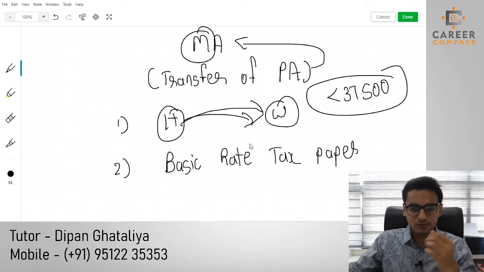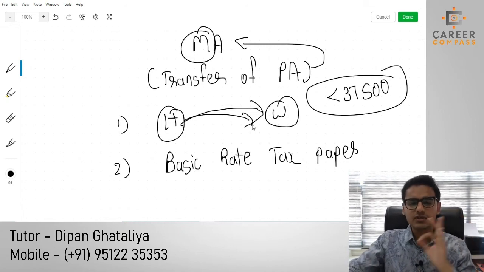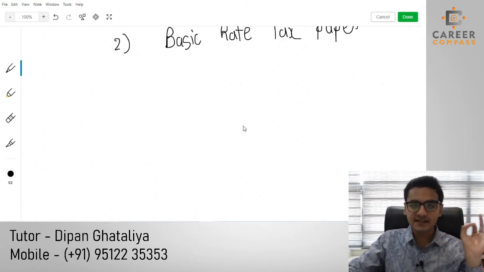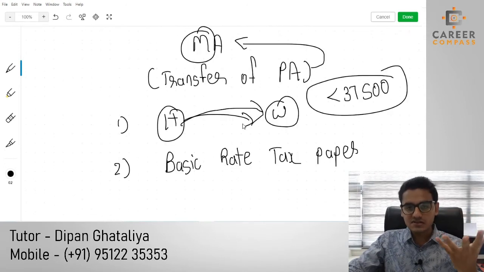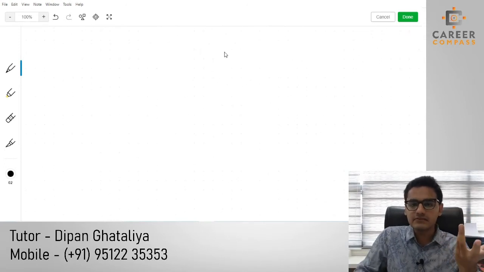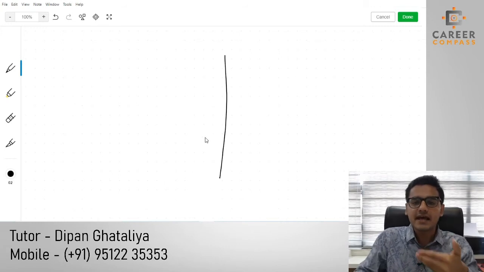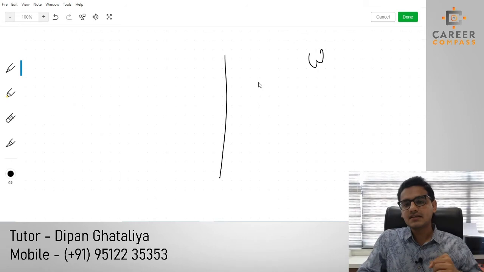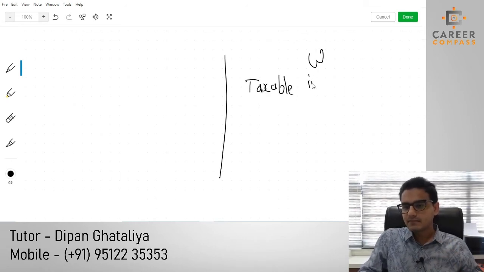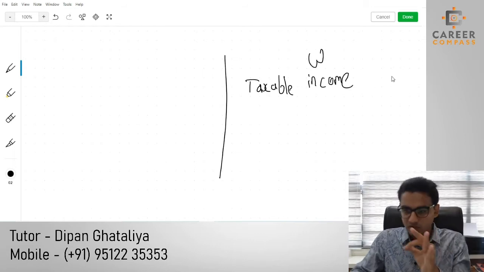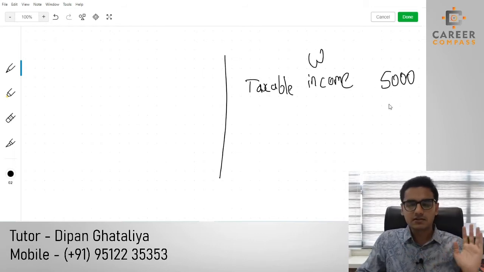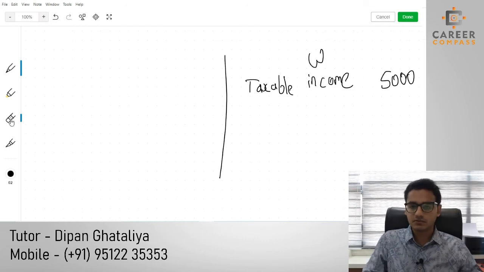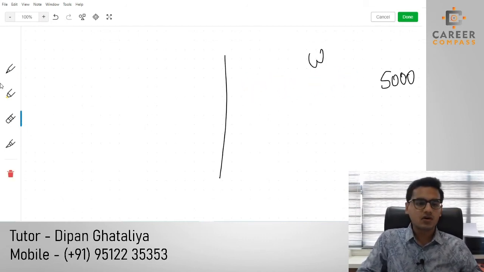Now students, what will happen if both conditions are fulfilled? The transfer of personal allowance will obviously only help if, assume, there is a wife who has a taxable income, or net income, of only 5,000 pounds. Suppose this wife has a net income of 5,000.